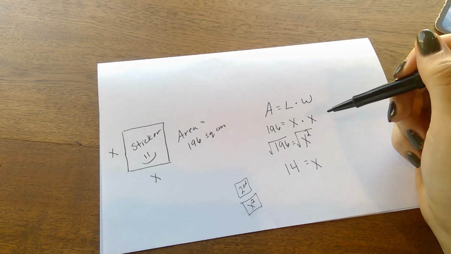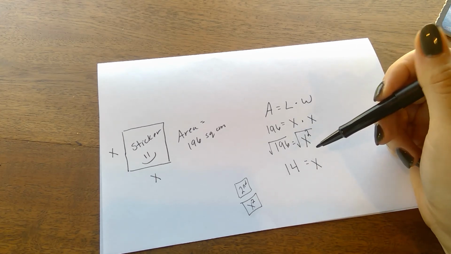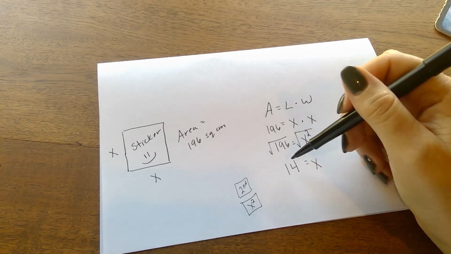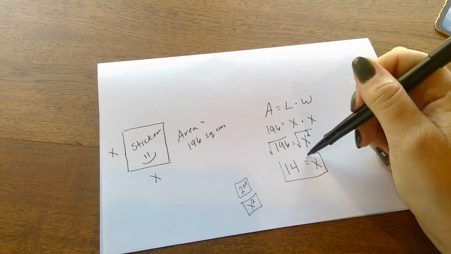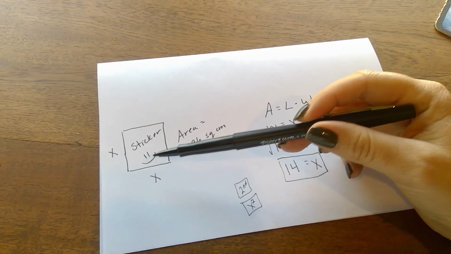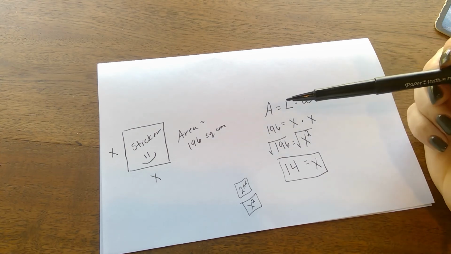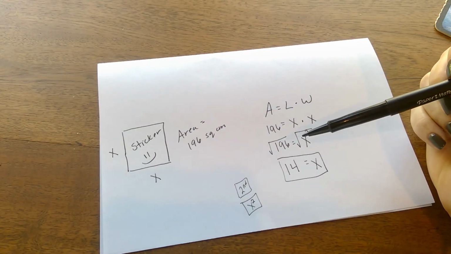And we talked so much about how when you solve these equations, you have to have two answers. But in this situation, there is only one answer, and it's positive because since we're measuring the length of a sticker, we're not going to have a negative amount. So in this case, it's only going to be a positive 14.